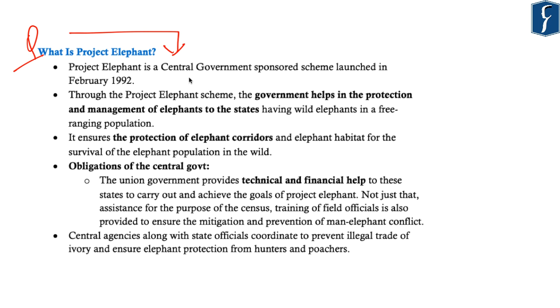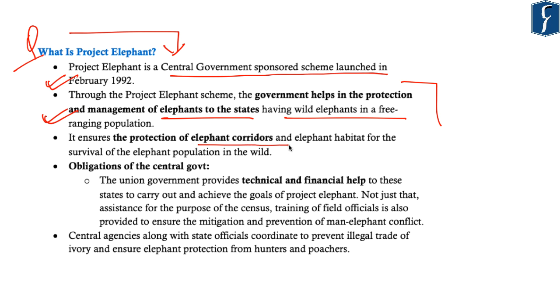Now, Project Elephant is a centrally sponsored scheme and was launched in February 1992. Through this scheme, the government helps in the protection and management of elephants in states having wild elephants in a free-ranging population. Further, this project ensures protection of elephant corridors and elephant habitat for the survival of the elephant population in the wild.